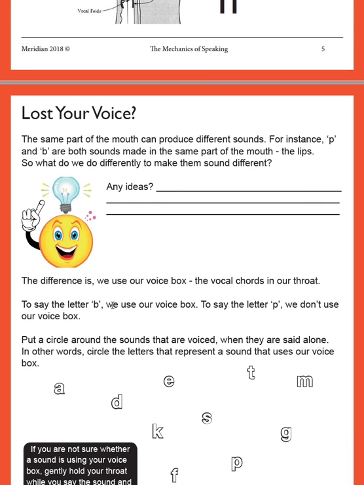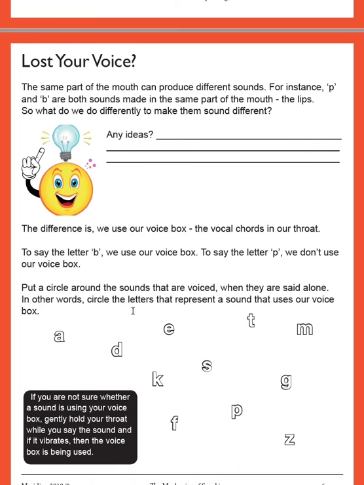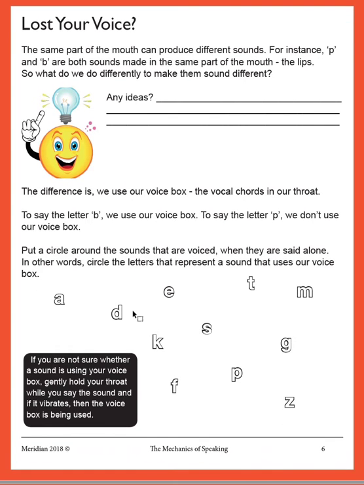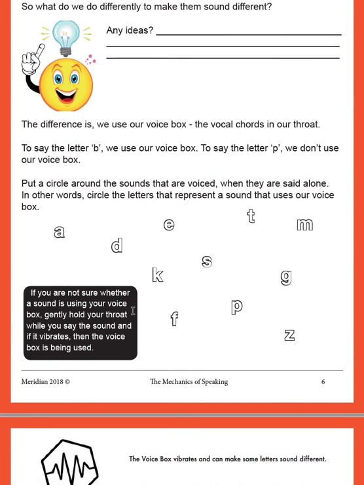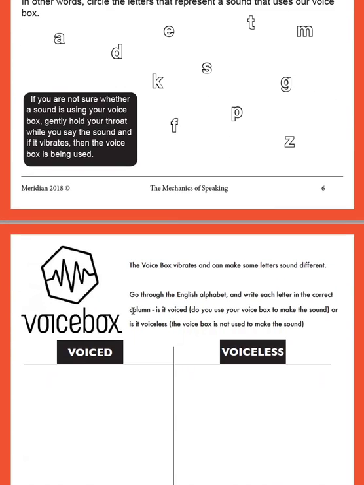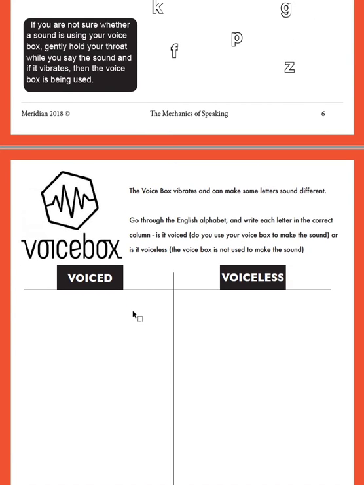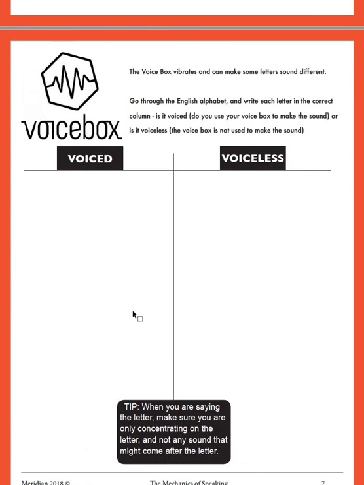Some parts of the mouth can produce different sounds. For instance, the letter P and B are both articulated with the lips. But there's something about those two sounds that make them different. Of course, it's the voice box. It's the thing that vibrates in the throat. And if you hold your throat while you're talking, you can feel it vibrating. So sounds can be divided according to whether they're voiced or voiceless.